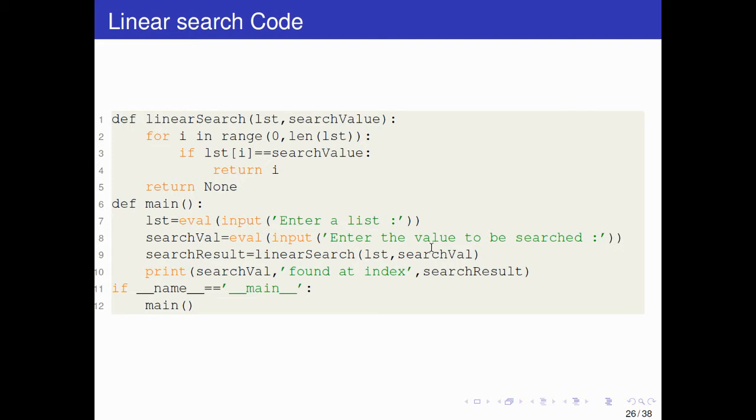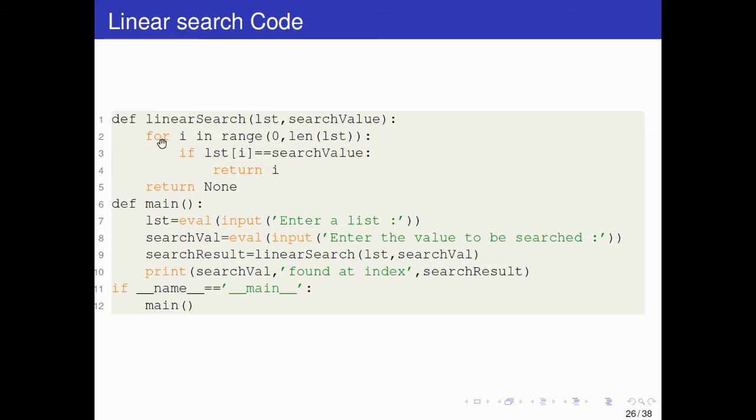We have a simple code for that. We are defining a function linear search. The input parameters are the list, which we will already have, and the search value. What value do we want to search? So there are two parameters: one is the list, and in the list we want to search this value. So two things we will be giving.